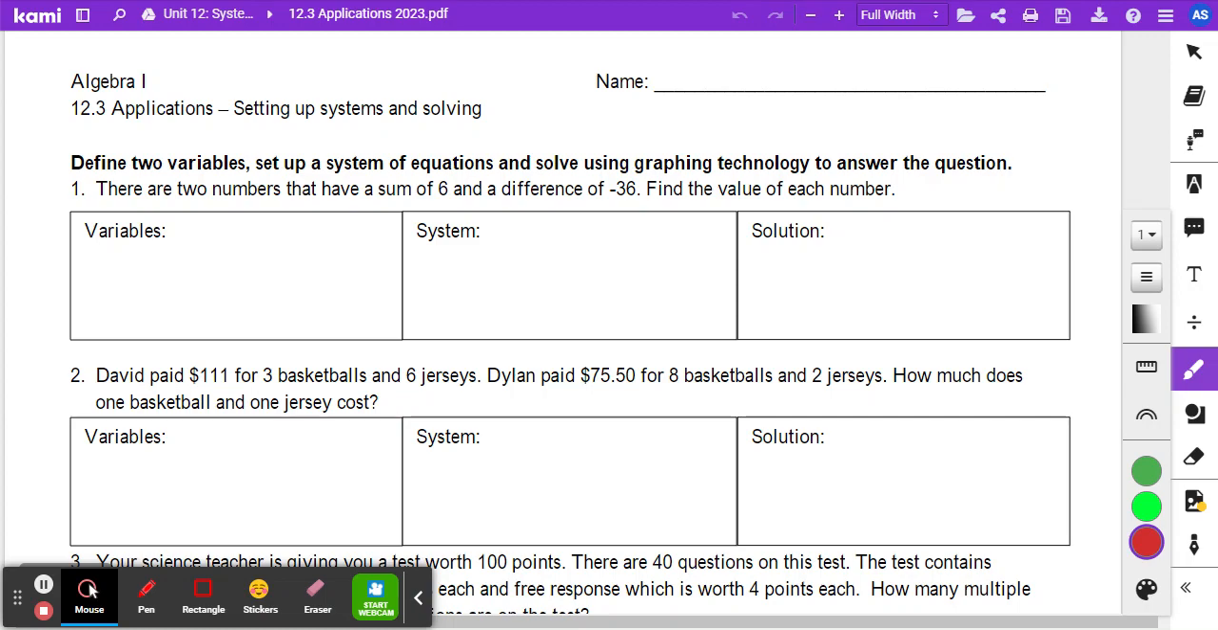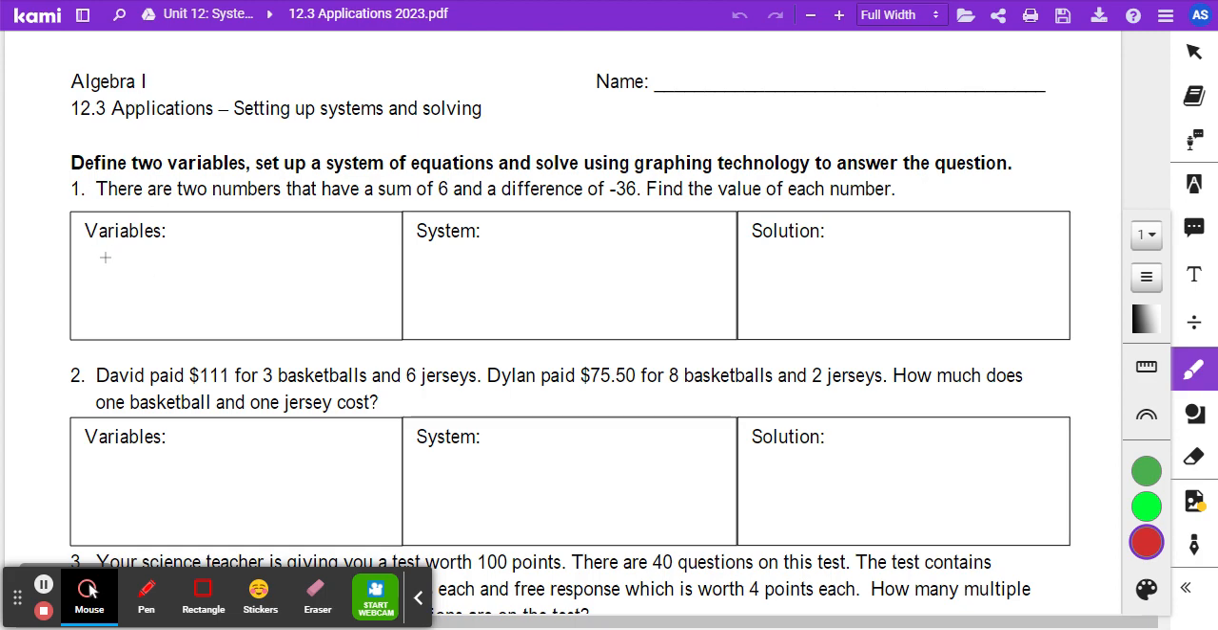Hey guys, today we're going to be looking at 12.3 applications, setting up systems and solving. So this first one says define two variables, set up a system of equations, and solve using graphing technology to answer the question. So the first one says there are two numbers that have a sum of 6 and a difference of 36. Find the value of each number.